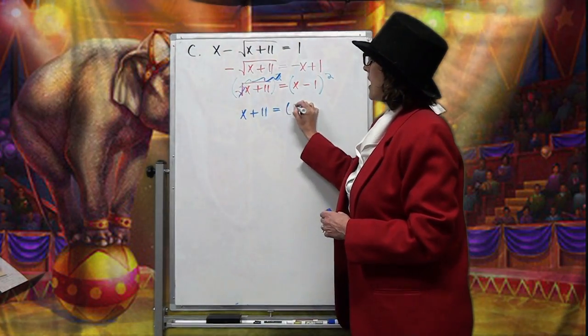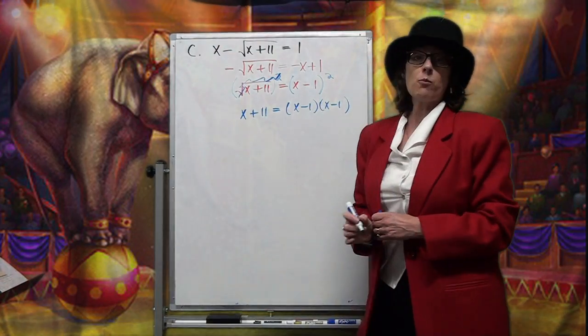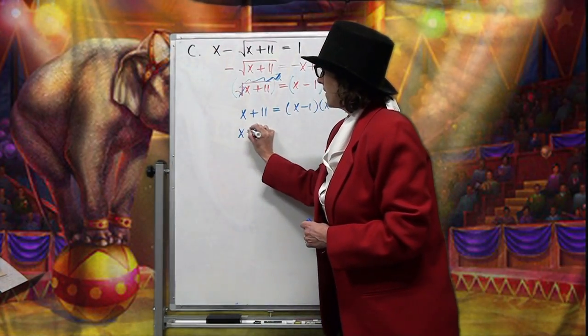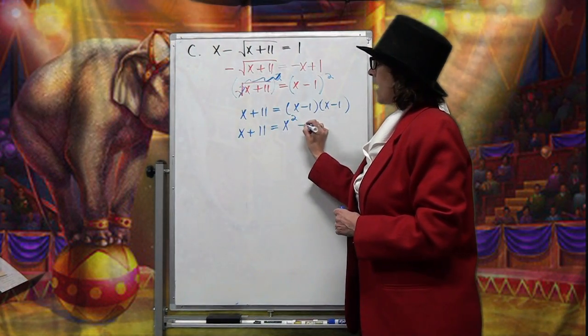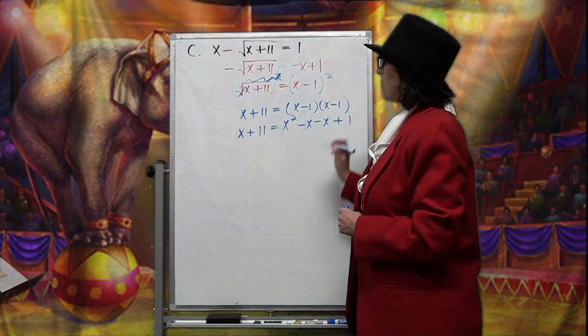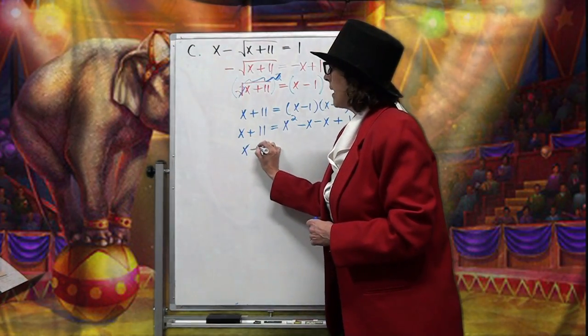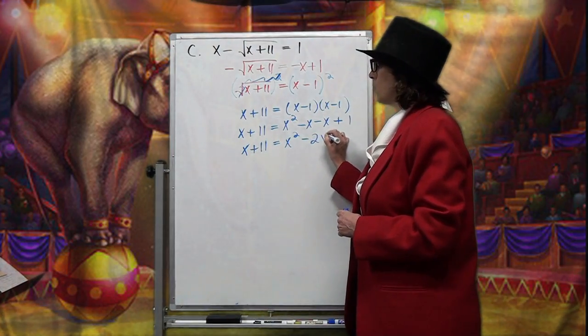And on this side, I have an x minus 1 times another x minus 1. And I'm ready to FOIL that. So x times x is x squared. On the outside, I get a minus x. On the inside, a minus x. And in the back, I get a positive 1. So I'm going to combine up those like terms on the right-hand side. Negative x minus x is a negative 2x.